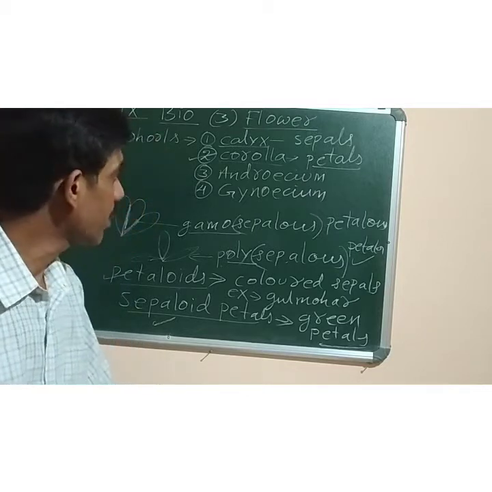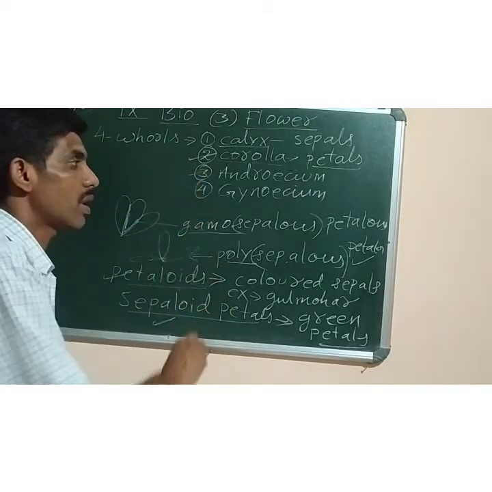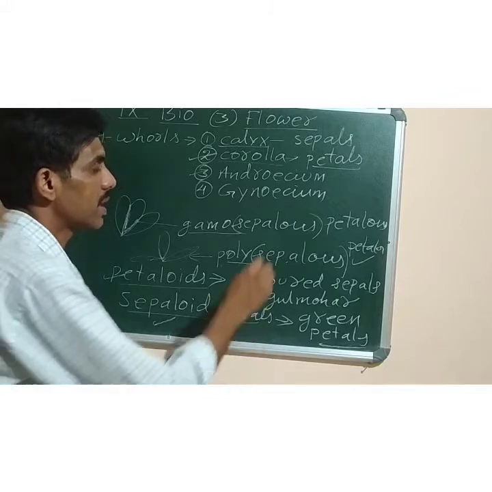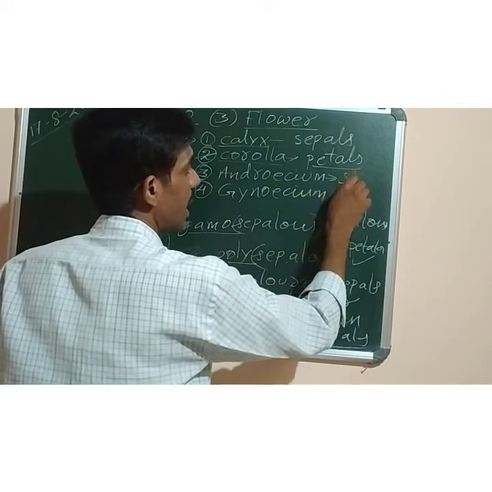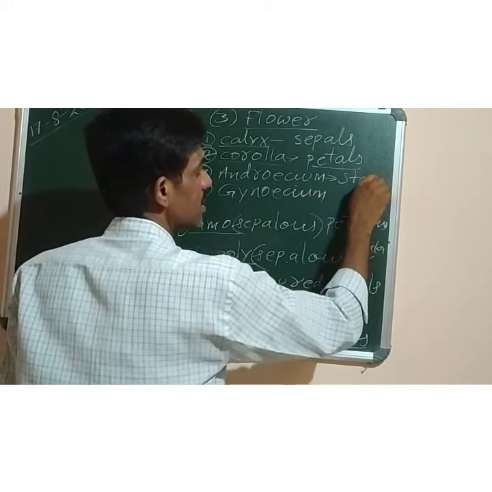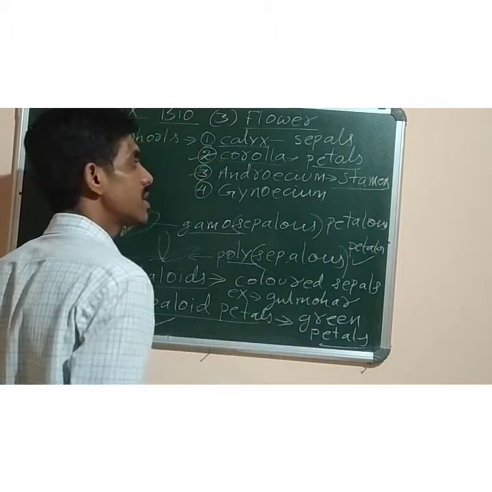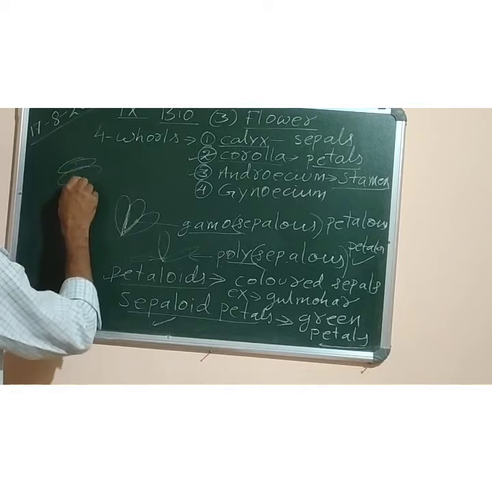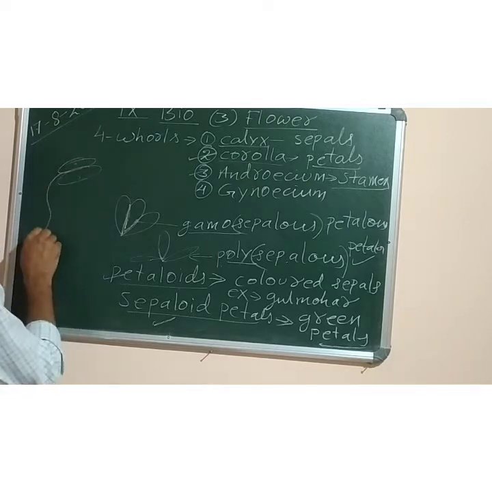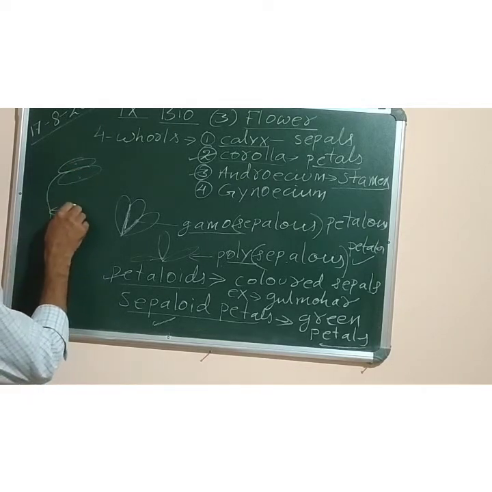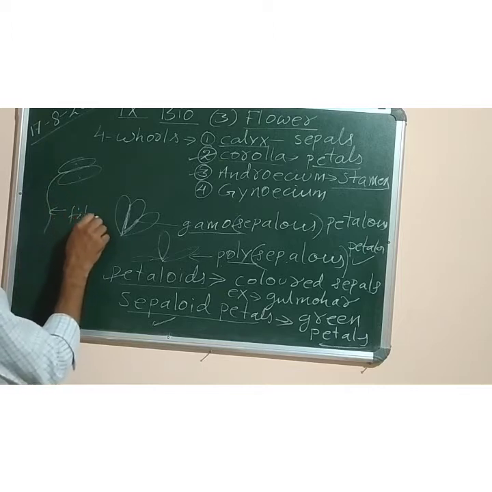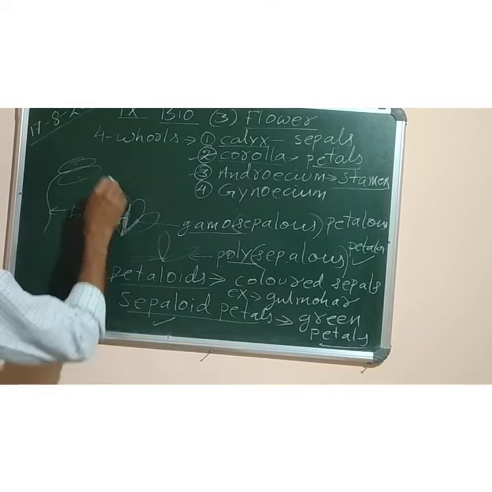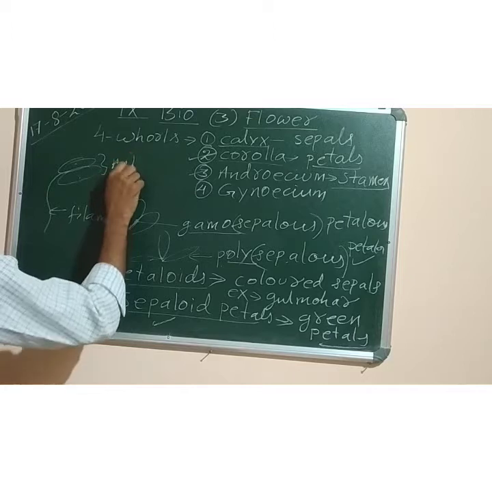Now, next, we have the third part of the flower, which is called the male part of the flower. It is known as androecium, and its unit is stamens. So, stamens are the units of androecium, and each stamen consists of a bilobed anther. These two are the anthers, and a long filament. This stalk is called filament, F-I-L-A-M-E-N-T, and these two are called anther, bilobed anther.